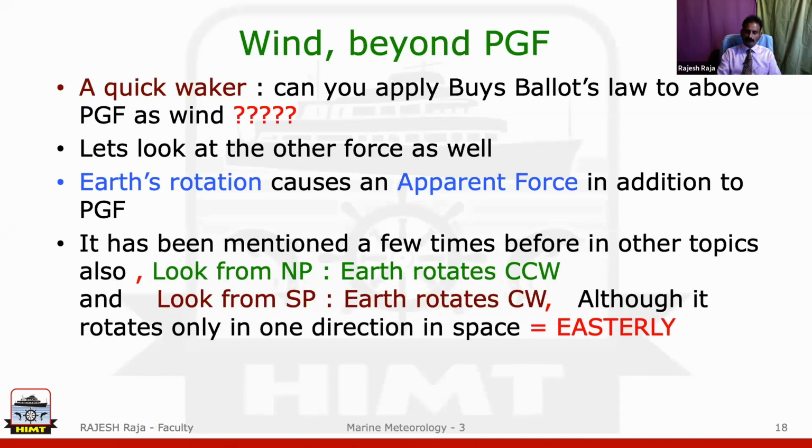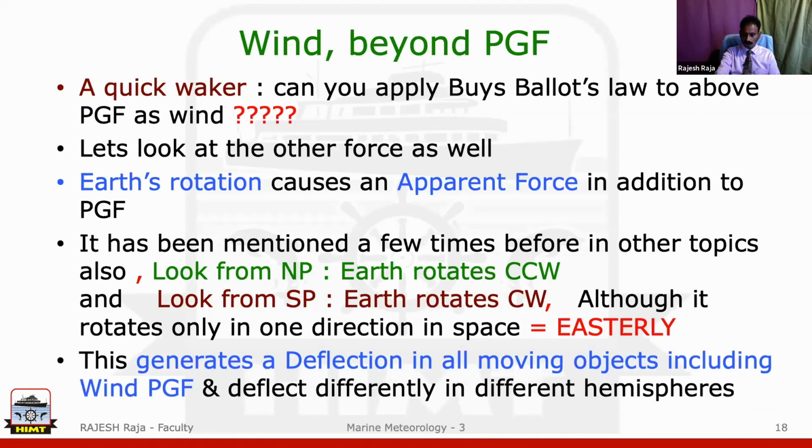Looking at the way Earth rotates, we all know Earth, in a single definition, rotates in an easterly direction. But when you look from the North Pole, it is counterclockwise. Look from the South Pole, clockwise. Now, these two differences of clockwise and counterclockwise give you two different effects. So that is important for you to come in for explanation of Coriolis force.